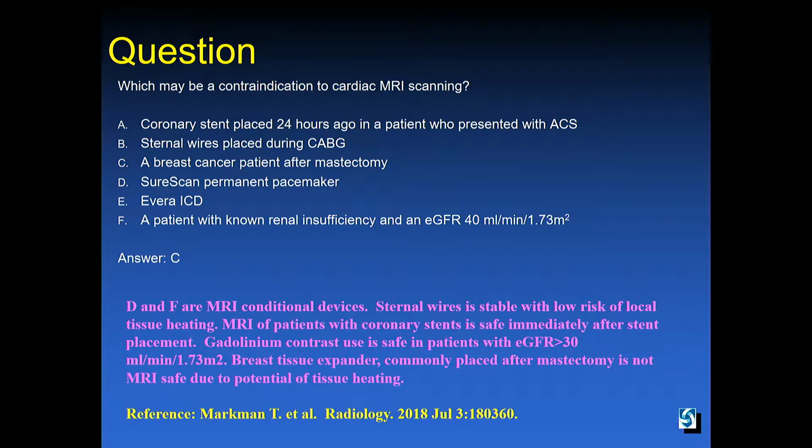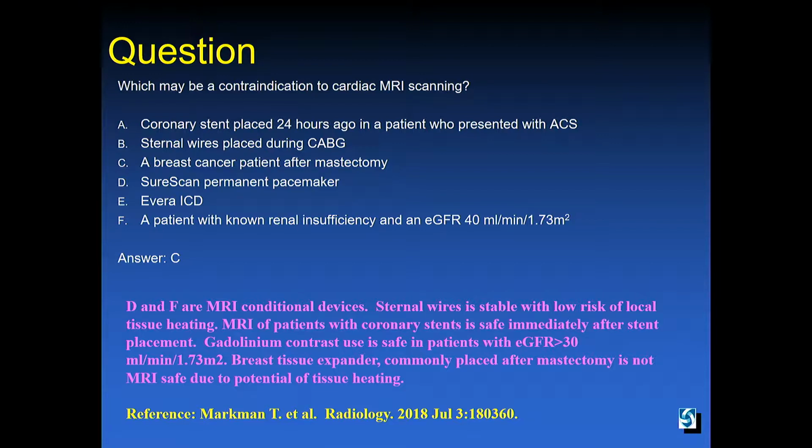Sternal wires are actually not a risk because they do not cause significant local heating, and they do not move. So they pose no risk to the patient. Coronary stents are actually very safe. Right after their placement, most are considered safe to undergo MRI, and the current guideline allows MRI to happen pretty much right away after the stents are placed.